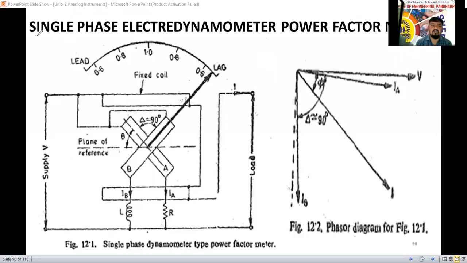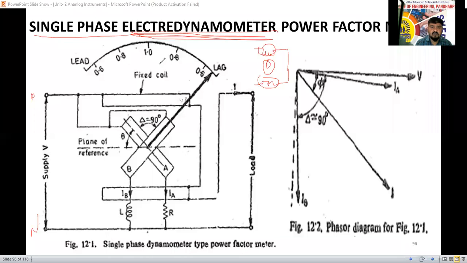To measure the power factor, we are going to use a single phase electrodynamometer. Single phase means it has one phase and one neutral, two points. In the dynamometer, as you already know, the fixed coil is split into two halves, and in between we keep the moving coil. So one fixed coil, split into two parts, and one moving coil.